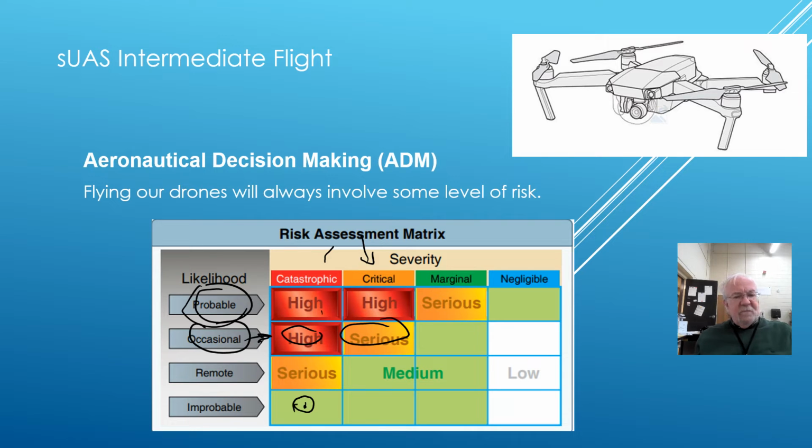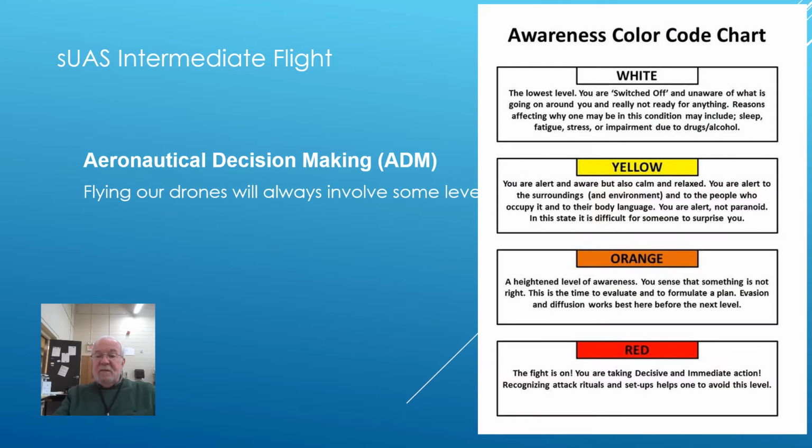We have a way. This is just simply a way. You don't need to memorize it, but it's just a way to consider the likelihoods of something happening. And we have this awareness color chart.